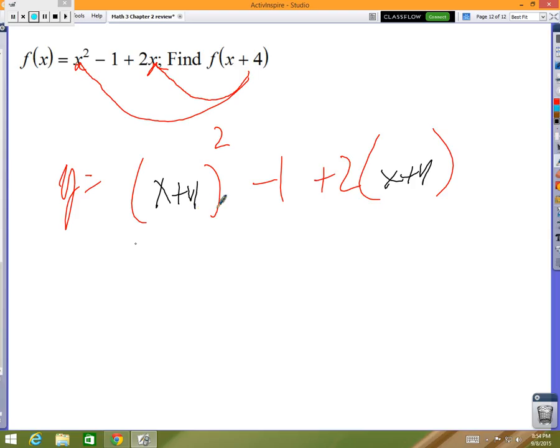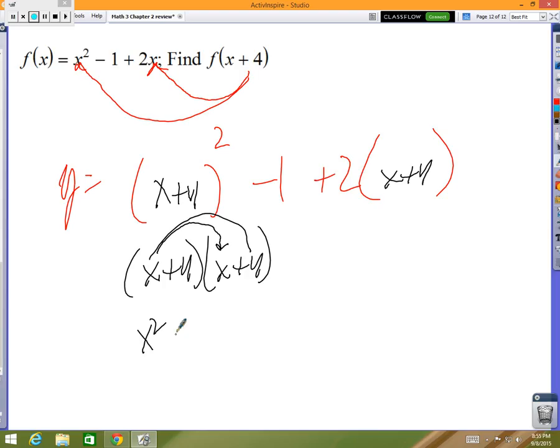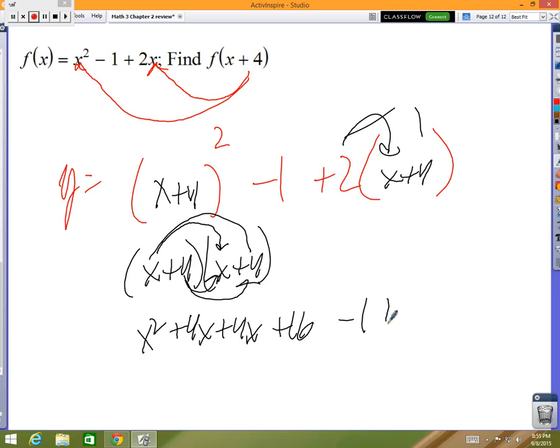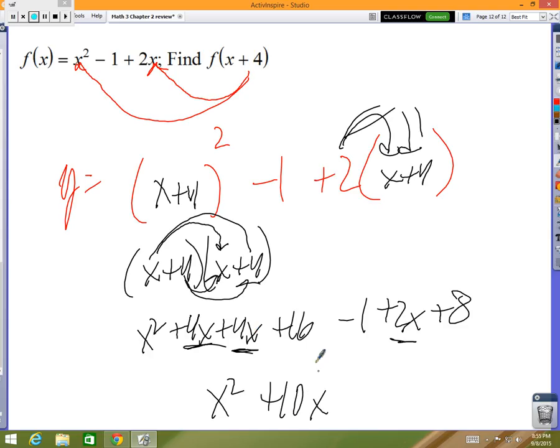This is tricky. X plus 4 squared is x plus 4 times itself, x plus 4, which is distributive. X times x is x squared, x times 4 is plus 4x, 4 times x is plus 4x, 4 times 4 is plus 16, then I got a minus 1, then I got to distribute this, plus 2x, 2 times 4, plus 8. So I'm going to add up all my x's. So I got an x squared, 4x, 4x, and 2x is 4, 8, 10, 10 x's.